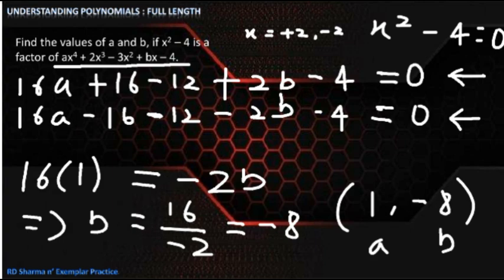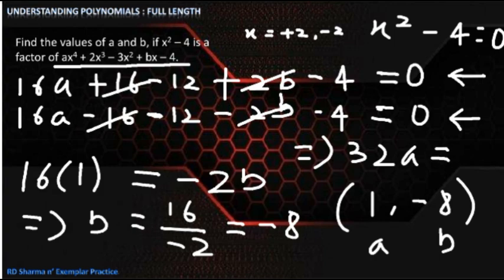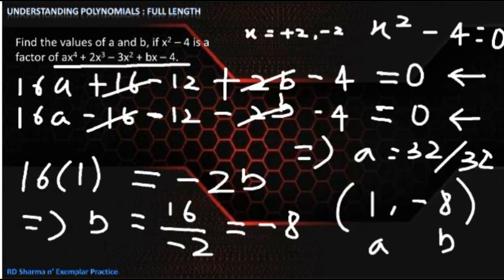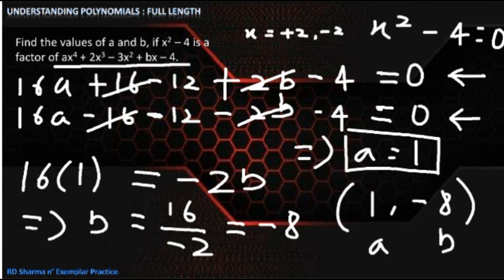When you add both the expressions, you can find out that 16 minus 16 and plus 16, plus 2b and minus 2b, these terms get cancelled, right? And eventually you will be left with 32a equals 32. From there you will obtain a equals 32 by 32, and that means a equals 1.